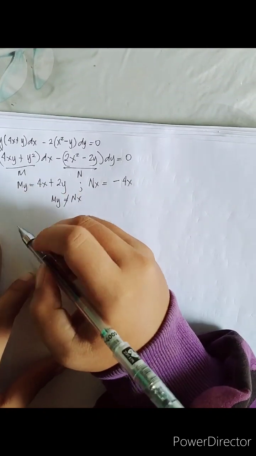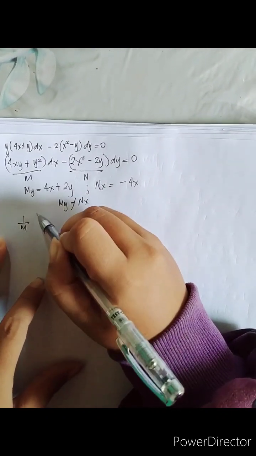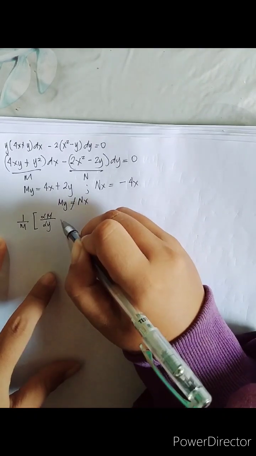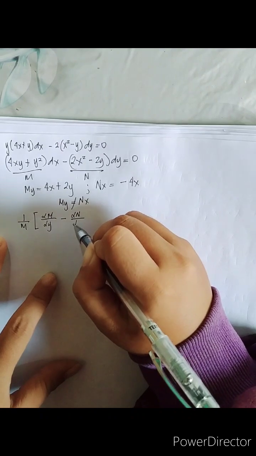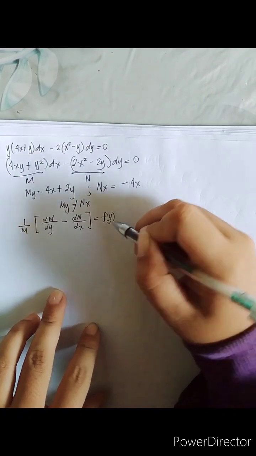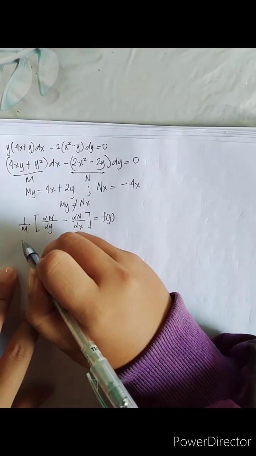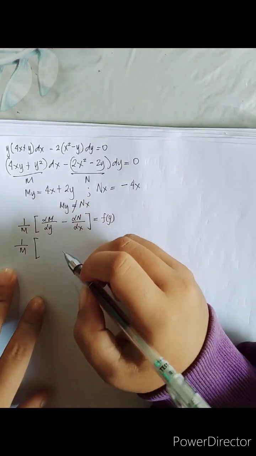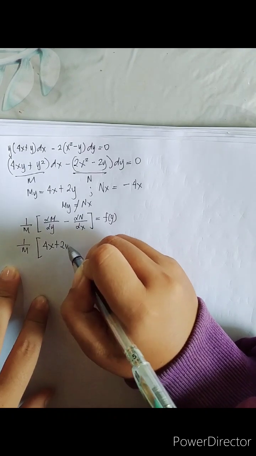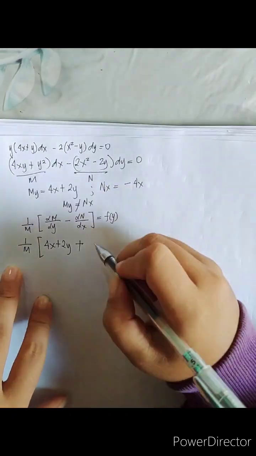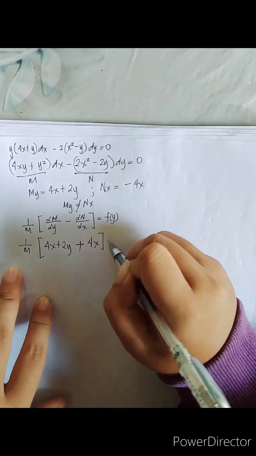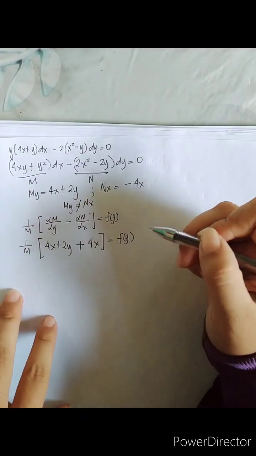Let us try 1 over M, multiplied by the partial derivative of M in terms of y minus the partial derivative of N in terms of x, equals f of y. Then substitute the values. The partial derivative of M in terms of y is 4x plus 2y, plus the partial derivative of N in terms of x, which is 4x, equals f of y.